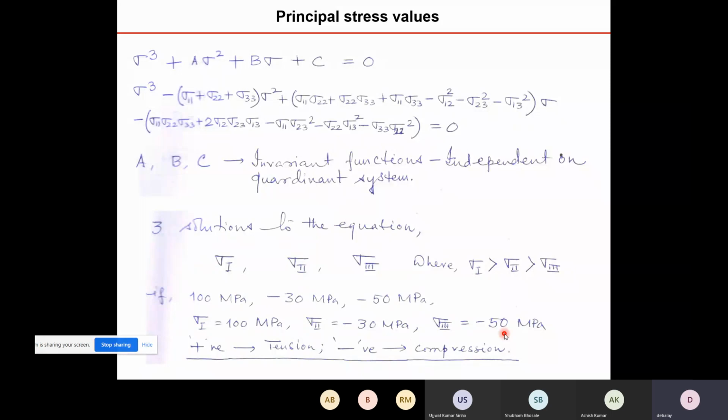If it is 100, 0, 0, you know it is uniaxial tension. If it is 100, 100, 0, you know it is what? If it is 100, 100, 0, what is the kind of loading?